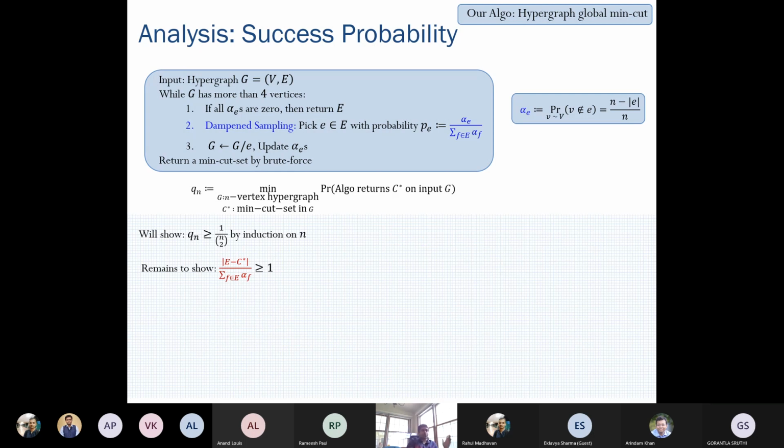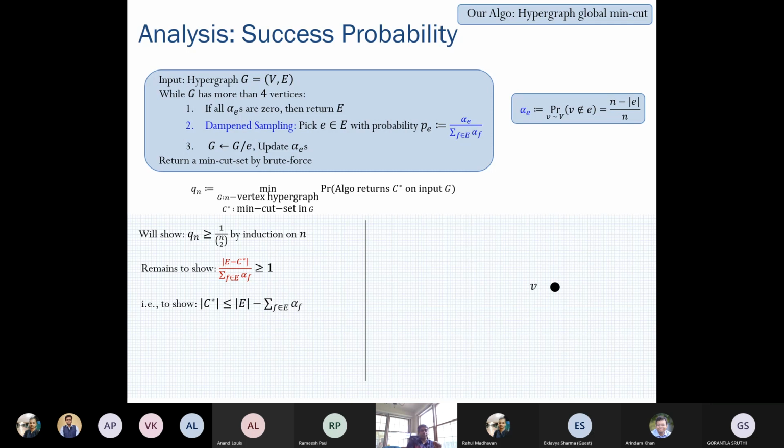Let's rewrite this ratio. Move the denominator to the right hand side and rewrite what we need to show. What we need to show is an upper bound on the size of the min-cut set C star. Here C star denotes the set of hyperedges crossing a min-cut. So we just have to show an upper bound on the size of the min cut set C star. Well, how do we show an upper bound on a minimization problem? We come up with a feasible solution, right? The value of that feasible solution will be an upper bound.